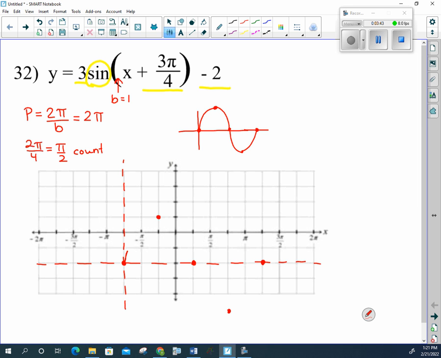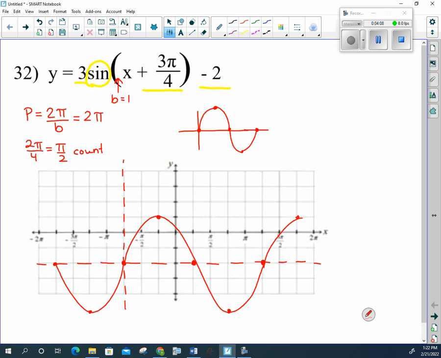So let's sketch one cycle in there. Okay, and let's just keep following that pattern. 1, 2, 3, over pi over 2. Okay, and then we'll go the other direction. And I think that's about all we can get on our graph paper. So there's our sine curve.